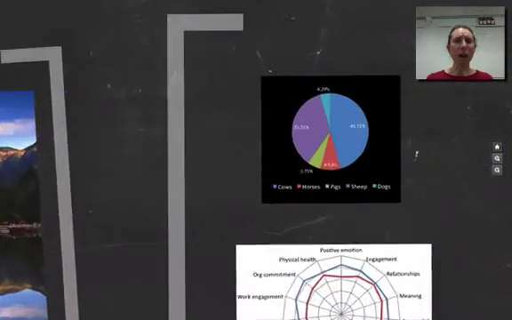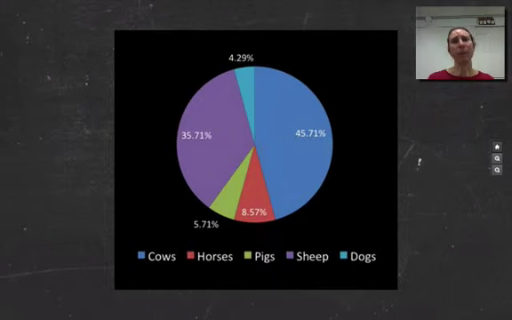Now, there are other ways that we can show frequencies and counts as well. This is commonly recognized as a pie graph. And these work very well with categorical variables. And so you're saying what proportion of people are in each of the categories that I have.